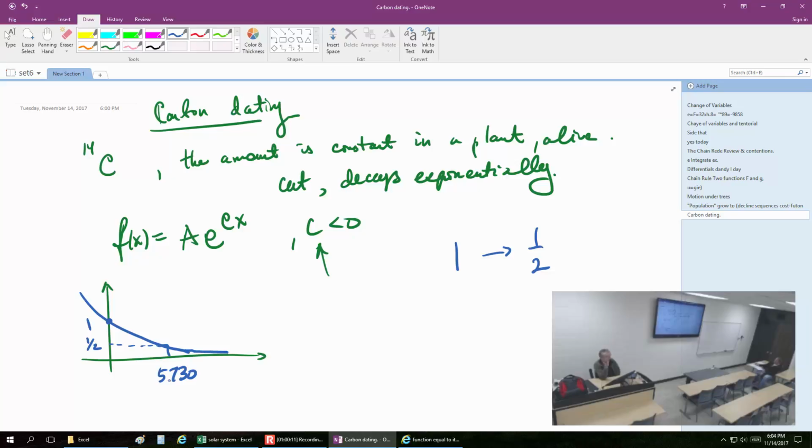And you realize that from that number you can figure out c, and from c you figure out the function, so knowing one number gives you the whole curve. So it doesn't have to be half that you lost. So if I have 1/4, how long has it been?